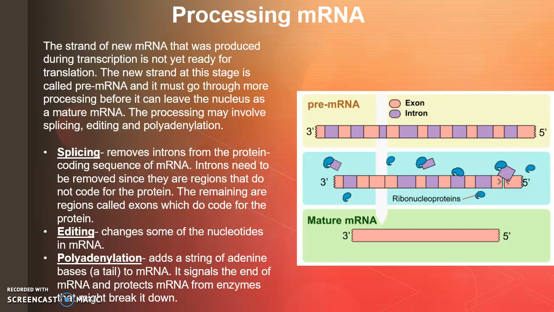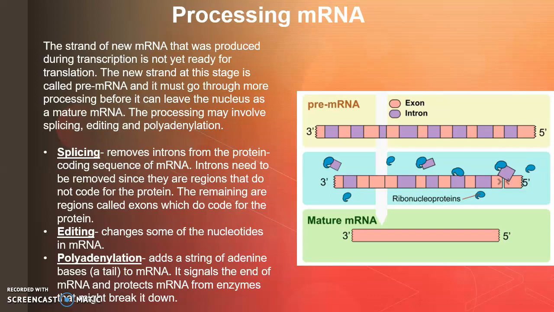The strand of new mRNA that was produced during transcription is not yet ready for translation. The new strand at this stage is called pre-mRNA, and it must go through more processing before it can leave the nucleus as a mature RNA. The processing may involve splicing, editing, and polyadenylation.